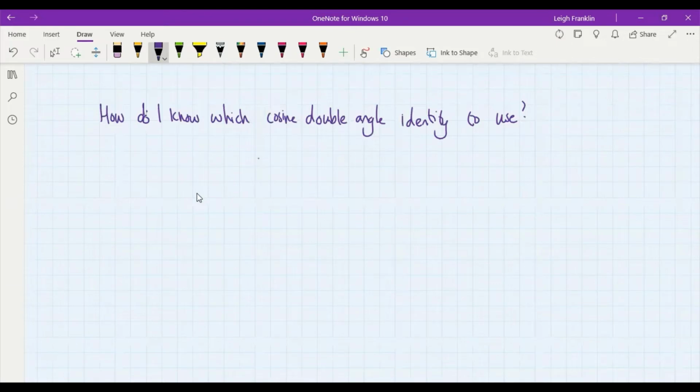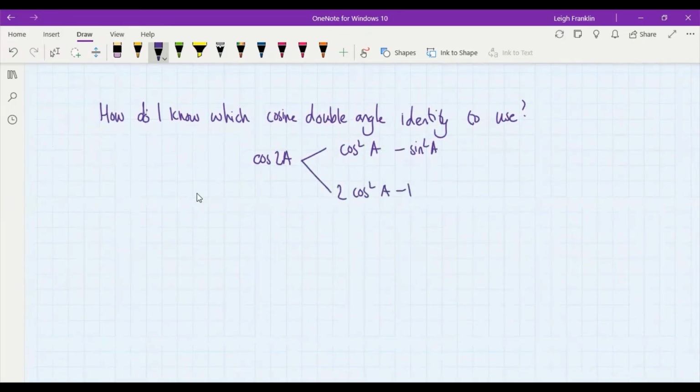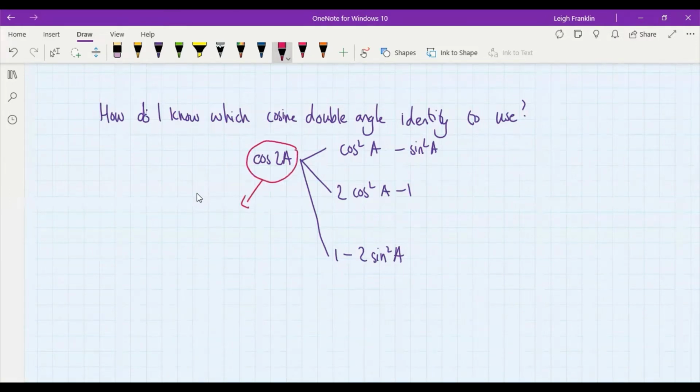Remember, for cos 2A, you've got 3 options. You've got cos squared A minus sine squared A. You've got 2 cos squared A minus 1. And then your last option is 1 minus 2 sine squared A. How we know which one to use depends on what cos 2A is combined with. So what you're going to do is look at the other terms.